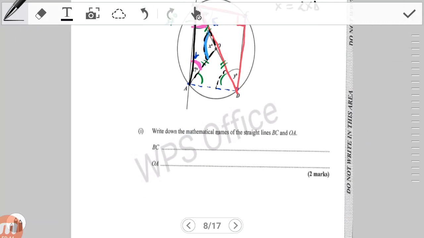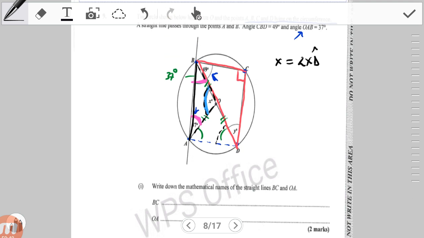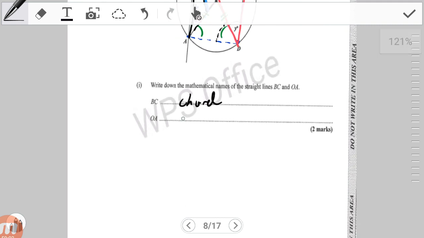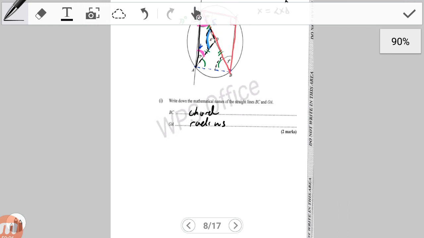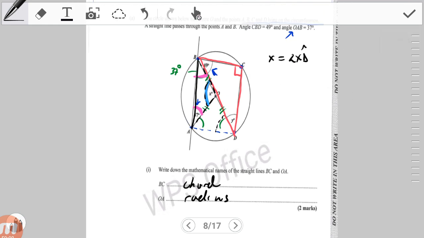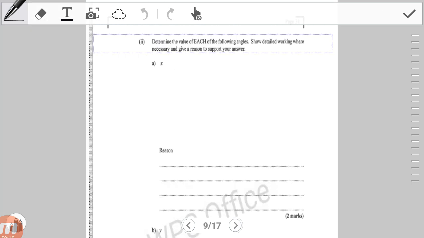It says that we should write down the mathematical names of the straight lines BC and OA. So the straight line BC, that's a chord. And we should write down the line OA. What's the name of the line OA? That's a radius. So a little fun start here, a little fill in the blanks for you to get comfortable. BC is a chord and OA is a radius. All right, let's continue.